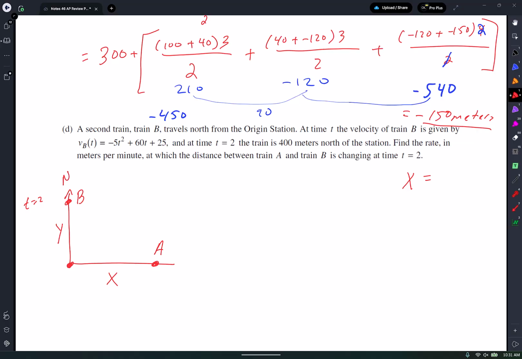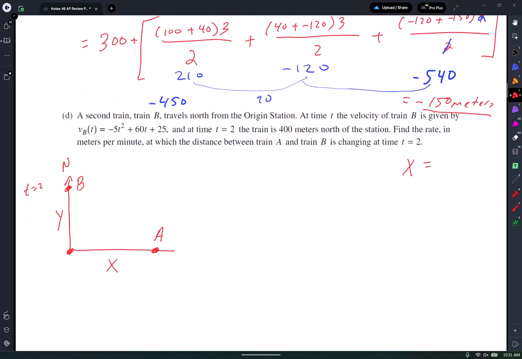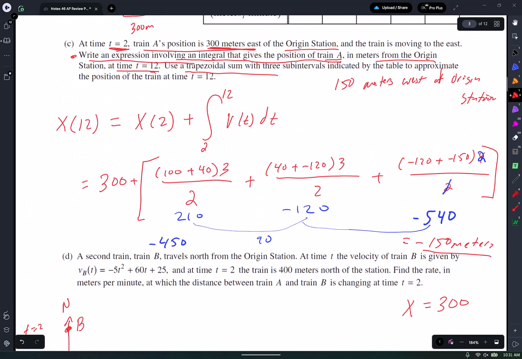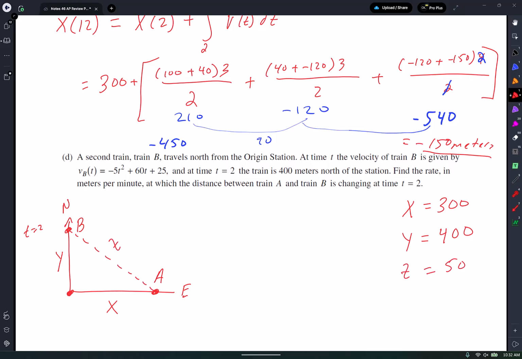So here's train A, and I'm going to call that distance x. x equals, what was x? 300. Where'd you get 300 from? Right here, t equals 2. Oh, it's 300 meters east. And y equals 400. Okay, they're being nice. This is my first time doing this question, guys. If x is 300 and y is 400, what is this hypotenuse, this dashed line that I'm writing? 500. It's a 3, 4, 5 triangle.